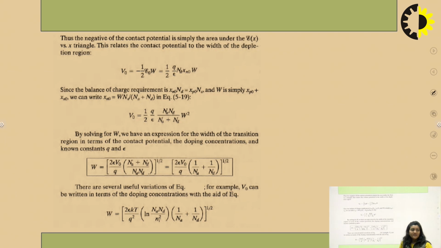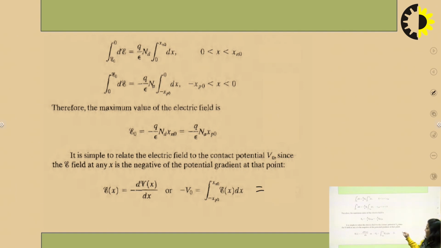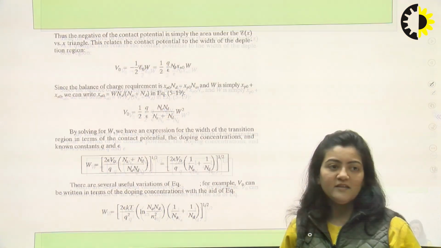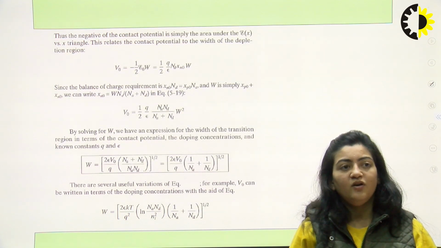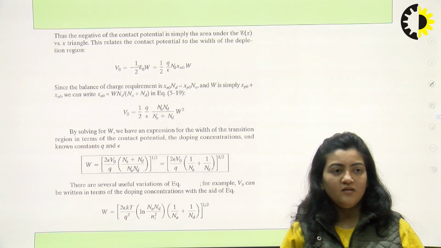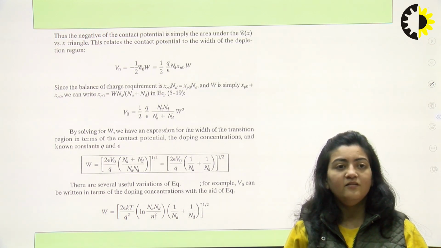Also, we call the width of the depletion region W, and what is the width? It is xn naught plus xp naught, which is equal to W. So this is how we will solve. This is the final result. We got the relation between the width of the potential barrier and the charge density inside the potential barrier.